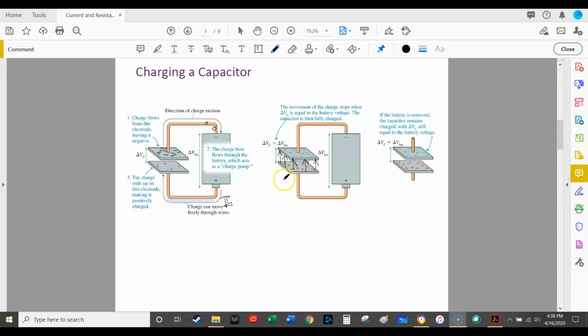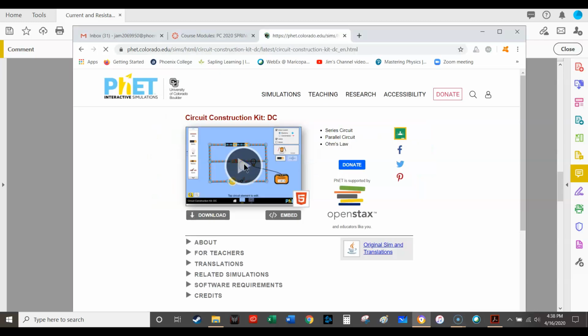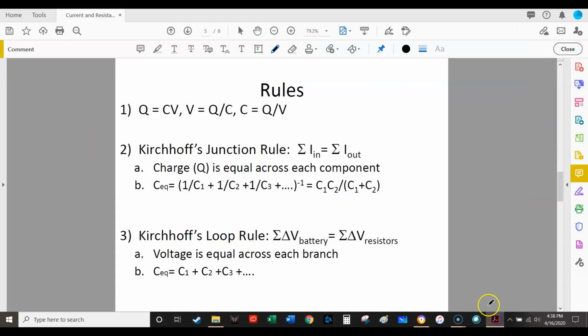Actually, it might be better if I just do this in a PhET simulation. So let me go to the PhET simulation and I'll show you what I'm about to talk about. We have to readjust these Kirchhoff rules, right? We just learned the relationship between charge, capacitance, and voltage. But Kirchhoff's junction rule still deals with current in equals current out, and the loop rule is the voltage being produced by the batteries, the voltage being consumed by the resistors, right?